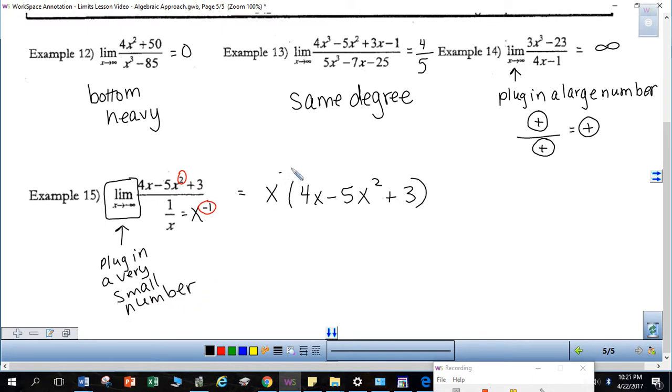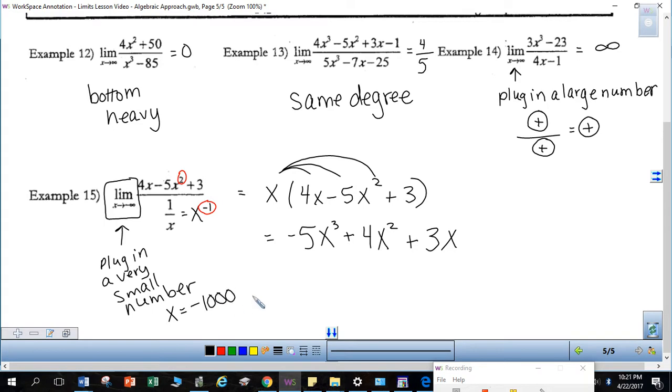Let's actually distribute the x here and rewrite this in descending order. So let's write the negative 5x cubed first, plus 4x squared, plus 3x. So if we plug in a very small number to represent the x values getting smaller, maybe we do something like negative 1,000. So if we do negative 1,000 to the third power, it's still going to be negative. So remember, a negative to an odd exponent is negative.